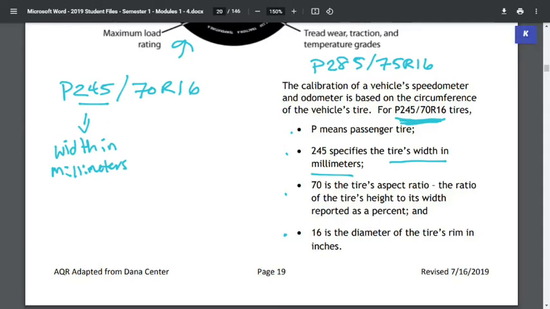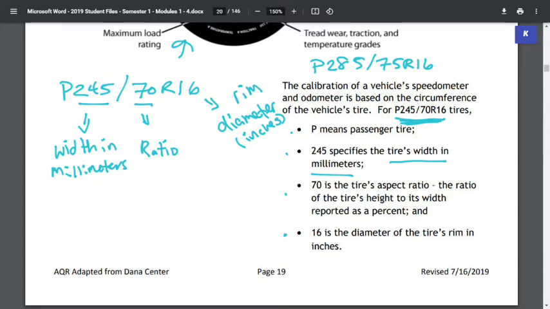Our next number here is 70, and I'm going to save that one for a second because the 70 represents a ratio. And then this last one right here is an easier one to describe really quickly, and that is going to be the diameter of your tire. The thing to keep in mind is that this is the diameter of the rim, not necessarily the whole tire, but the rim itself. So this is the rim diameter. This is also in inches, so 16 inches is the rim diameter.